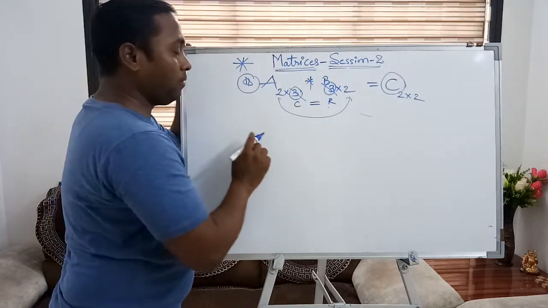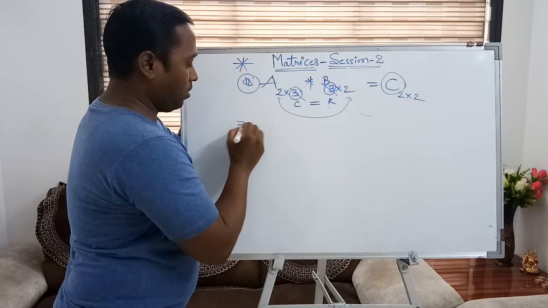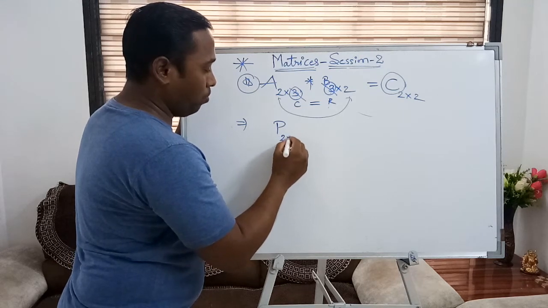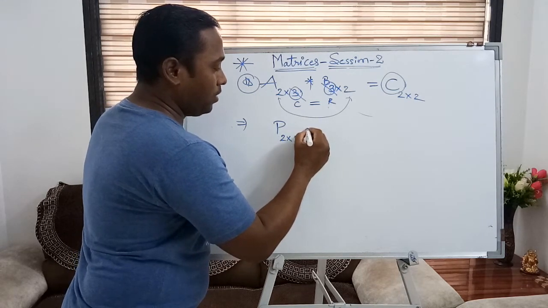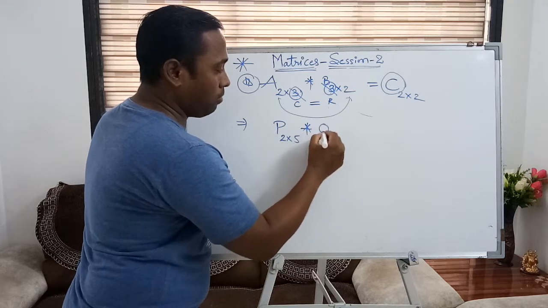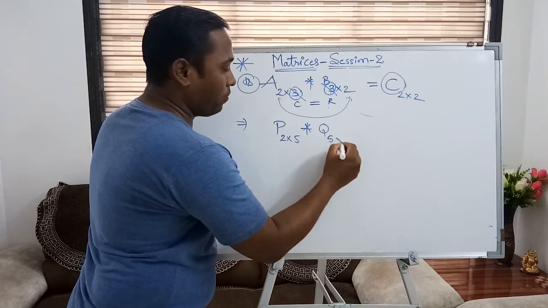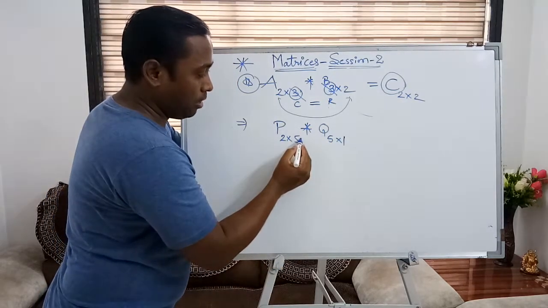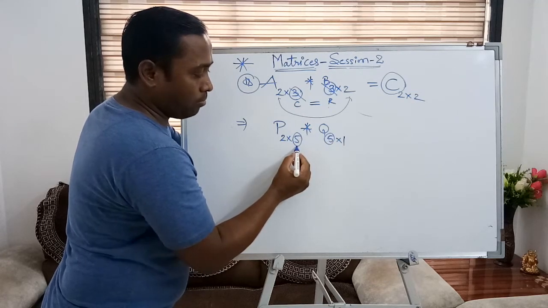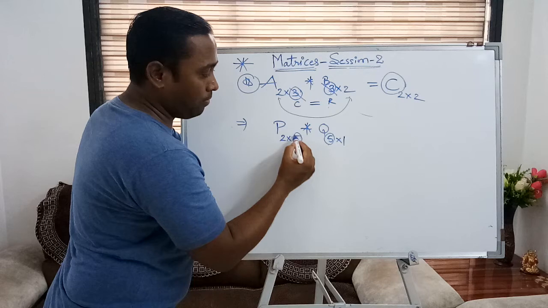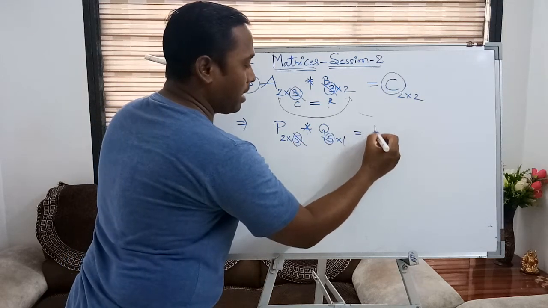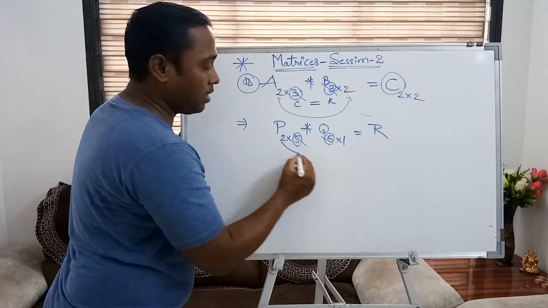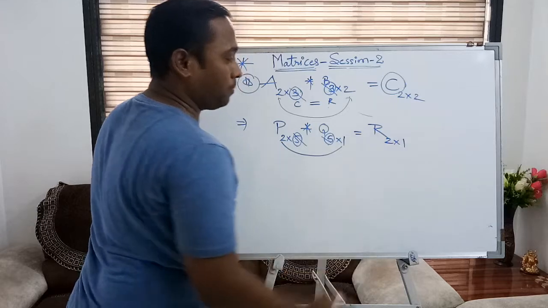In a similar manner, I am giving some more notations here. P is a matrix whose order is 2 by 5, which is multiplied by another matrix Q whose order is 5 by 1. First check whether this multiplication is possible. Yes, because the first matrix's number of columns and the second matrix's number of rows are the same. Hence the resultant matrix, let us say R matrix. Can you guess the order of the R matrix? R matrix order will be 2 by 1.